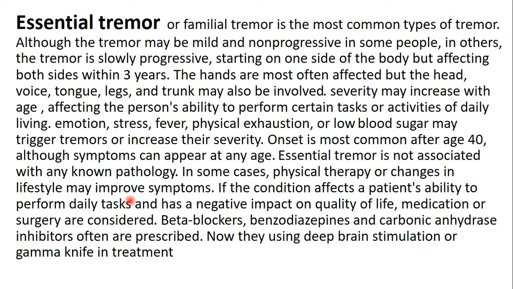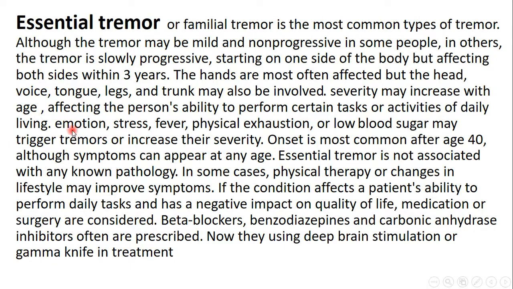The other important type of tremor is essential tremor or familial tremor, which is the most common type of tremor. Although the tremor may be mild or non-progressive in some people, in others the tremor may be slowly progressive, starting on one side, then the other side is affected within 3 years. The hands are most often affected, but the head, voice, tongue, legs, and trunk may also be involved. Severity may increase with age, affecting the person's ability to perform certain tasks or activities of daily living.